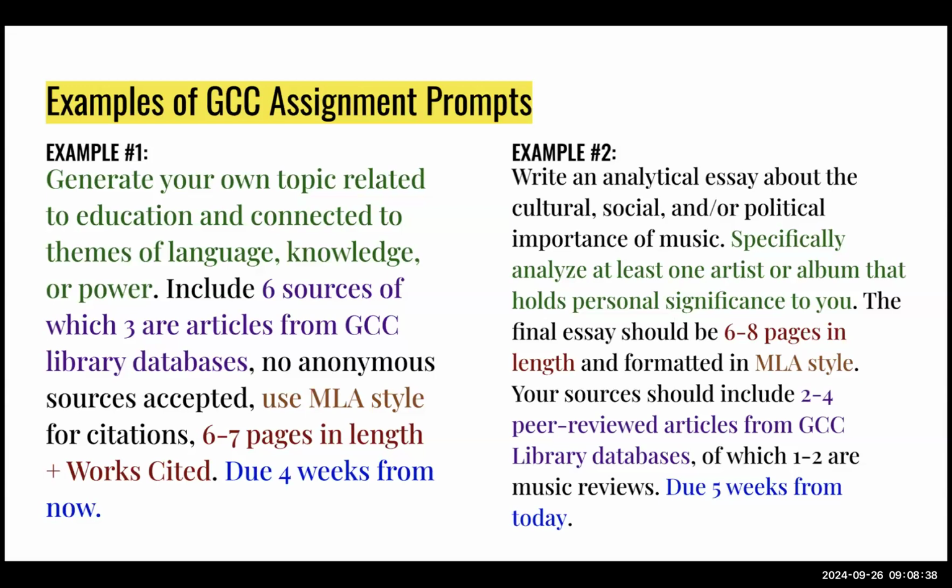So in each of these parts, this person tells you exactly what they want you to do. In the first part, they're saying you need to have a topic related to education, and there's themes, right? So how does education relate to power? How does it relate to having knowledge? How does it relate to having language? Then it says you need 6 sources, so 6 places to find information, and then 3 of them need to be from GCC library.